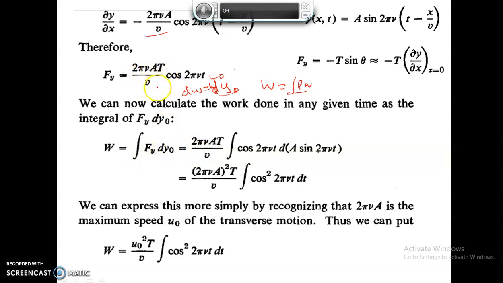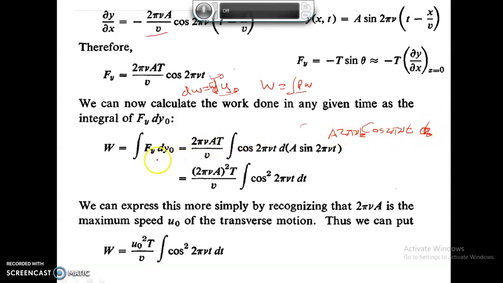Fy is this one, 2πνaT by v. 2πνaT by v is constant and is taken out of the integral. What remains is integral cos 2πνt into the derivative of y at x equal to 0, which we have already found as a sin 2πνt. So the derivative of a sin 2πνt will be equal to a into cos 2πνt into the derivative of 2πνt, which will be 2πν dt.